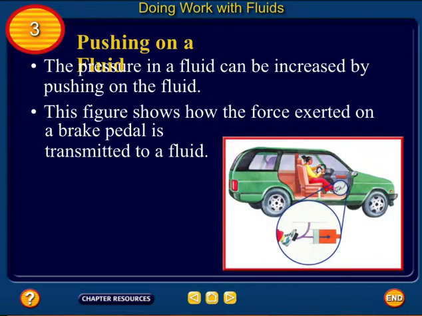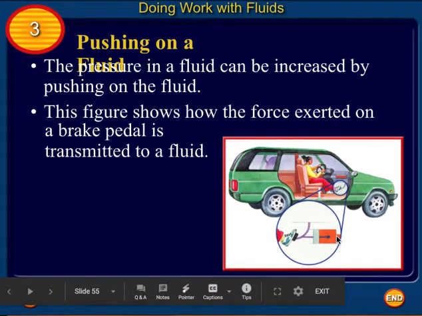Pushing on a fluid. The pressure in a fluid can be increased by pushing on a fluid. This figure shows how the force exerted on a brake pedal is transmitted to a fluid. We've learned that because fluids fill their container, whether it's air or a liquid, if you apply pressure to those items, they respond in a certain way. For example, in your brakes, there are brake lines that are attached to the brake pedal, and when you apply pressure to the brake pedal, it's actually applying pressure to the fluid that is inside of that brake line.